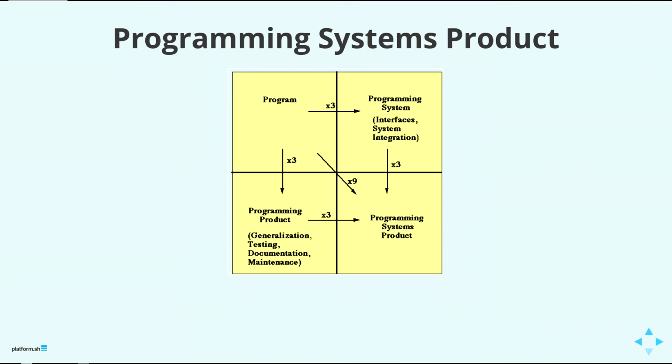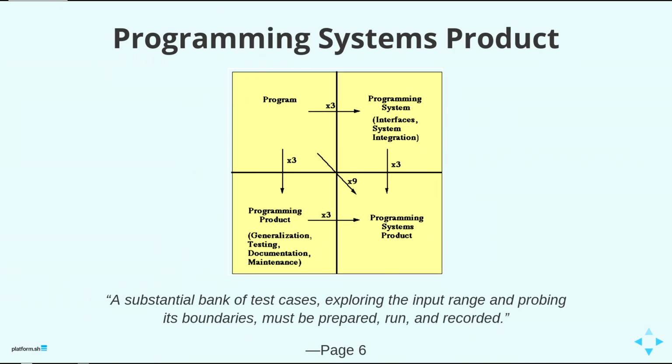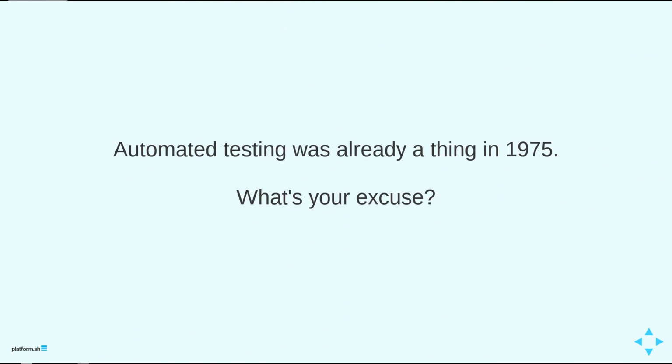He also notes, especially if you want to productize it, it means you need a substantial bank of test cases exploring the input range and probing its boundaries, which must be prepared, run, and recorded. Substantial bank of test cases. Automated testing was already a standard expectation in 1975. You have no excuse. If you are not doing automated testing, you are wrong. There is no exception to that statement. It was true in 1975. Yes, it's still true today, 40 years later.